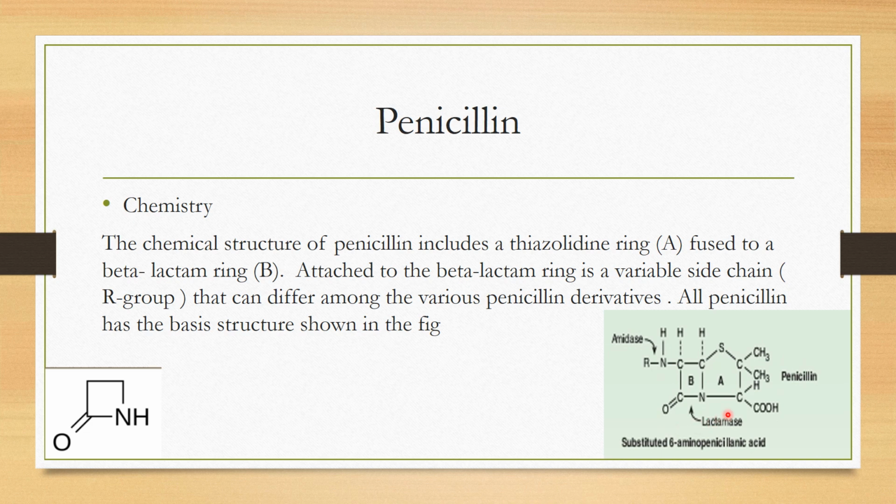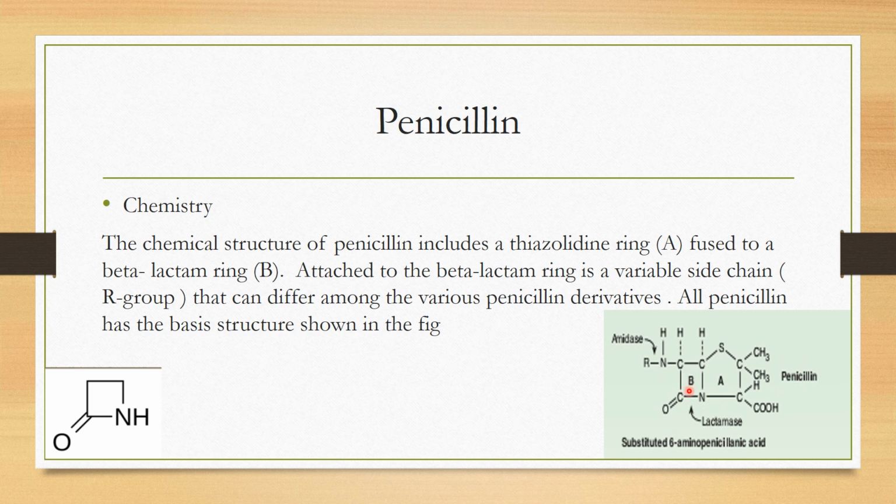The penicillin consists of two rings. The first is thiazolidine ring and the second ring is beta-lactam ring. Thiazolidine ring, it is a 5-membered ring and it contains sulfur. As you see here, this A ring is thiazolidine ring and it contains sulfur, carbon, nitrogen, carbon and carbon. This 5-membered ring is thiazolidine.